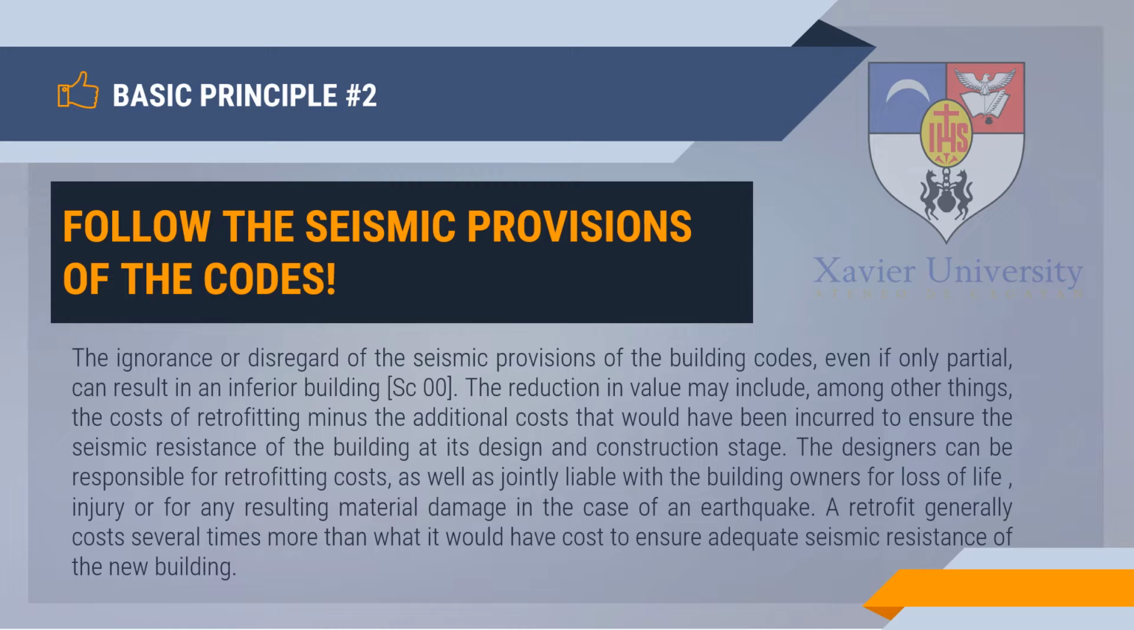So the ignorance or disregard of the seismic provisions of the building codes, even if only partial, can result in an inferior building. So the reduction in value may include, among other things, the cost of retrofitting minus the additional cost that would have been incurred to ensure the seismic resistance of the building at its design and construction stage.